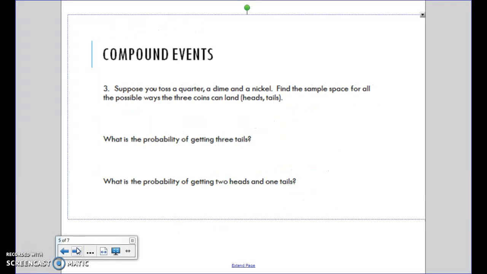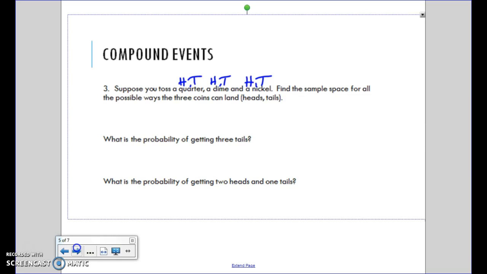In this case, it says suppose you toss a quarter, a dime, and a nickel. Find a sample space for all the possible ways 3 coins can land, heads and tails. Okay, now these questions can be a little confusing sometimes because it says quarter, dime, and a nickel. Honestly, they could just say 3 coins because a quarter has a heads or a tails. A dime has a heads and a tails, and a nickel has a heads or a tails. Okay, and so regardless of what type of coin they are, each one has a head or a tail. Okay, so it's just 3 coins.